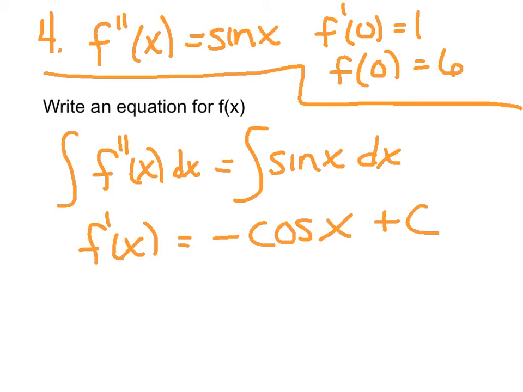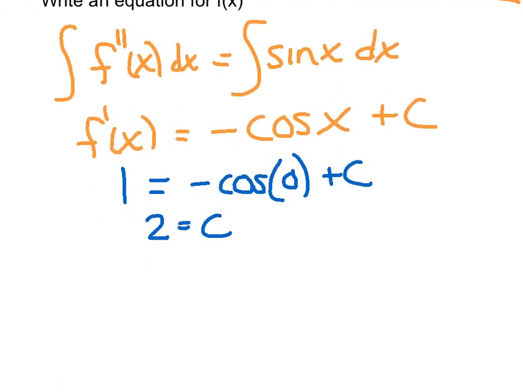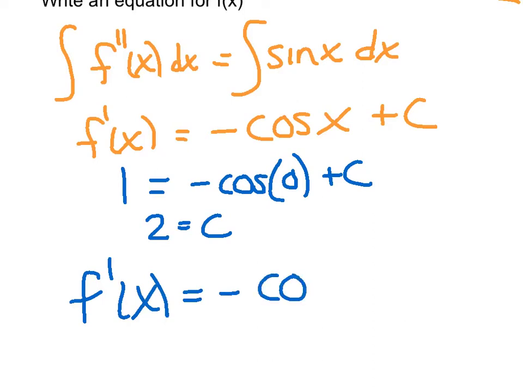Before I can integrate again to get f of x, I need to use this initial condition for f prime. I know when I plug 0 into x, I should get 1. So negative cosine of 0 plus c. Picture that cosine graph. The cosine of 0 is 1, so that's a negative 1. Add that over, and I should get c equals 2. Now again, rewrite your equation. F prime of x is equal to negative cos x plus 2.